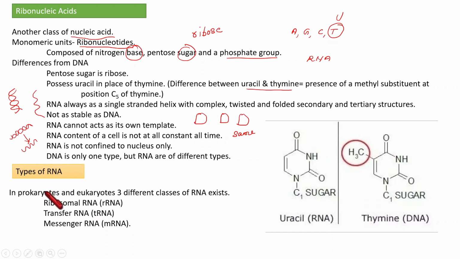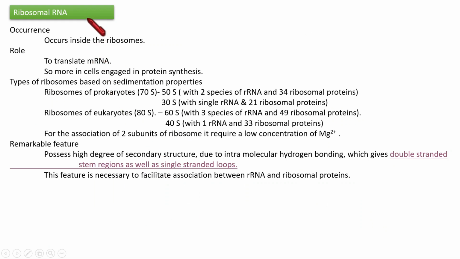Types of RNA. In prokaryotes and eukaryotes, there exist three different types of RNA. Which are they? Ribosomal RNA, transfer RNA, and messenger RNA or mRNA. Okay. So first we can learn about ribosomal RNA. As the name indicates, we can see this RNA inside the ribosome.